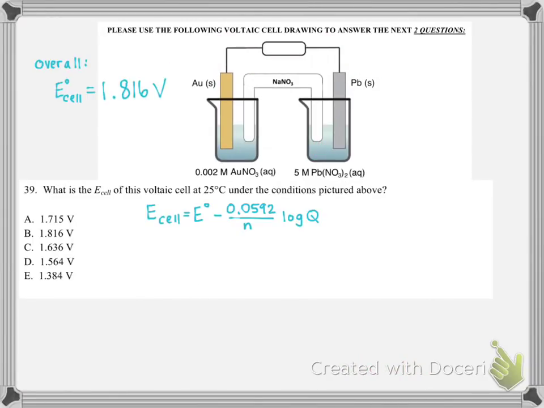Okay, this next problem is asking us to think about the same voltaic cell, but they want us to figure out what potential we would actually read from it. And so this is going to be different from the standard condition potential that we calculated on the previous problem, because we're not at standard conditions. To be at standard conditions, we would need to have 1 molar of both solutions, and we clearly don't have that here.